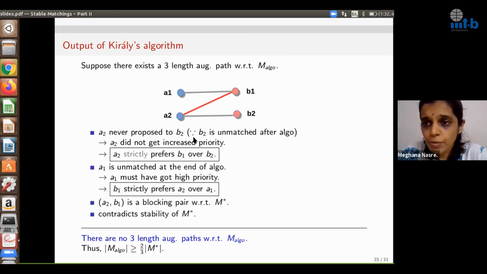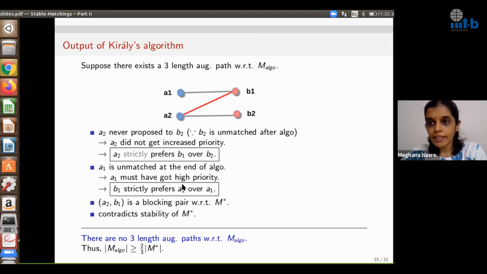So is this proof clear? The proof very crucially uses the fact that we have run the Kiraya's algorithm, B2 is unmatched, A1 is unmatched at the end of it, and the properties of these two vertices. So any questions or queries?